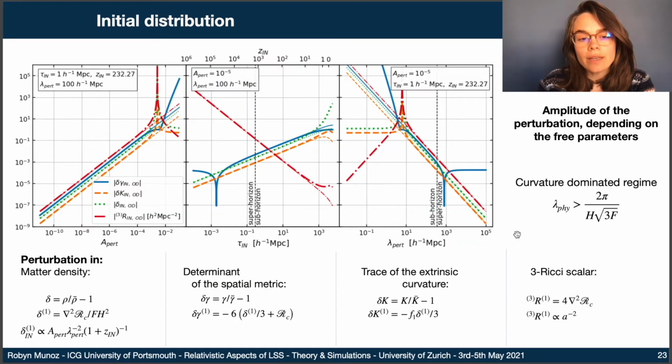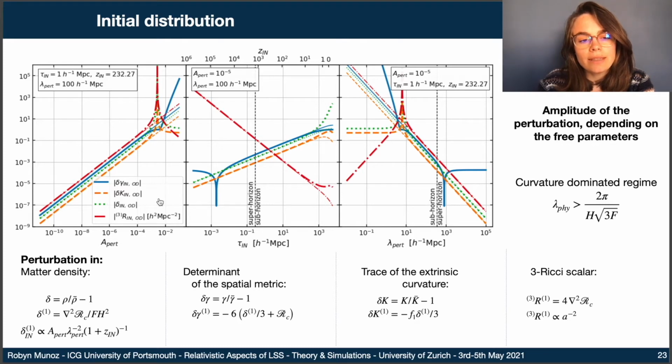Now we look at the impact of the three parameters. So we have the amplitude and wavelength of the perturbation, as well as the initial redshift of the simulation. And so we look at their impact on the contrasts and the 3-Ricci, and we look at their initial values at the peak of the overdensity.